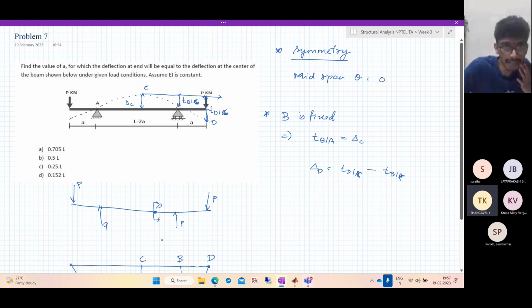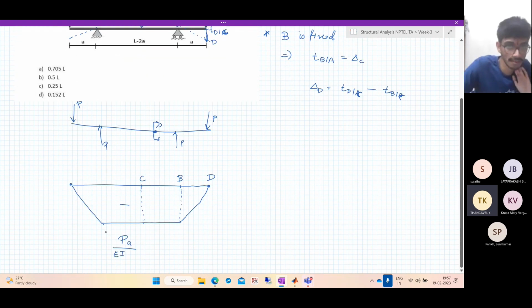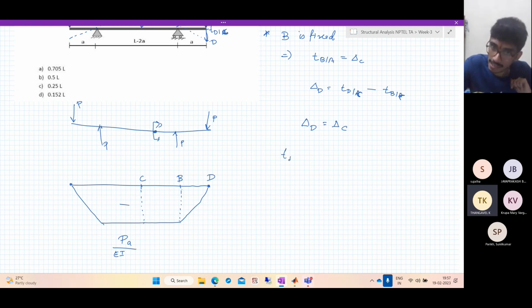What are they asking? They're asking that the deflection at the center should be equal to the deflection at the end. So what does this mean? It means delta D is equal to delta C. And what is delta D? TD with respect to C minus TB with respect to C. That should be equal to delta C, which is TB with respect to C. So what is the condition? TD with respect to C should be 2 times TB with respect to C.